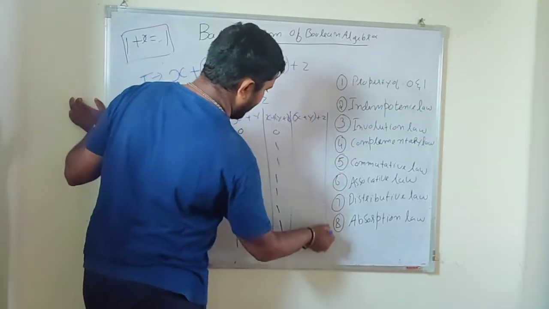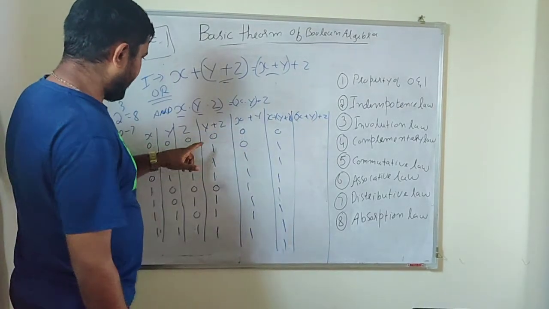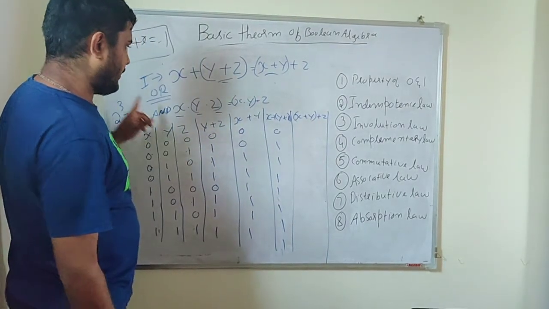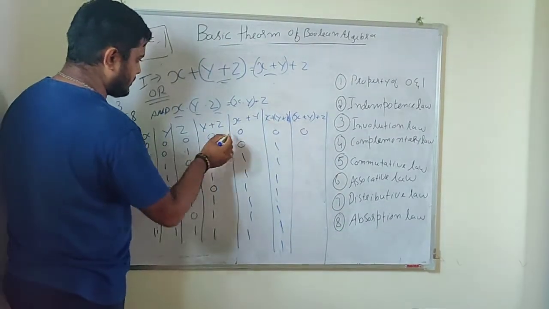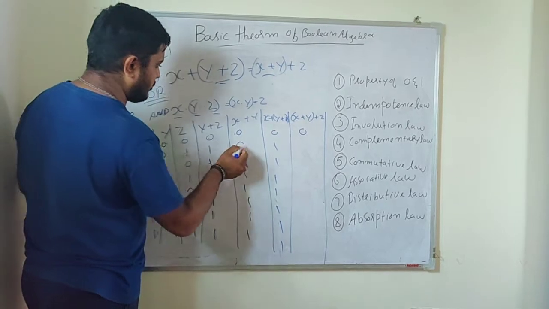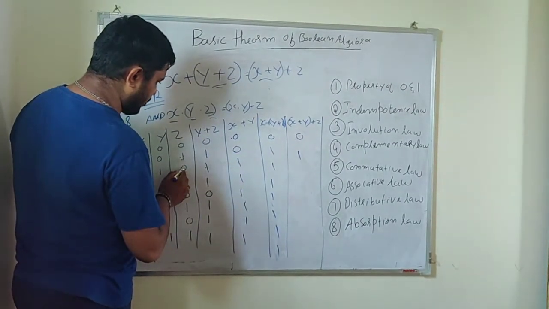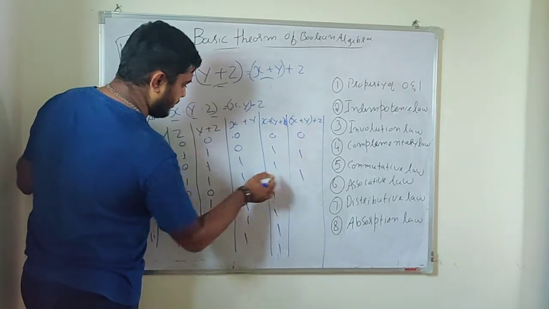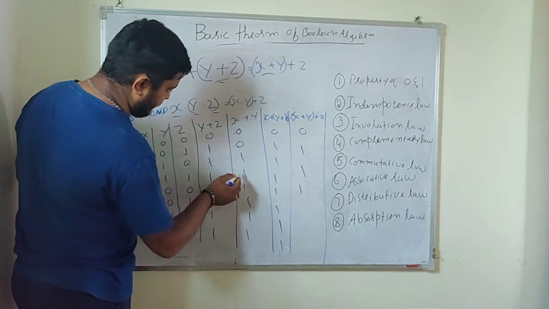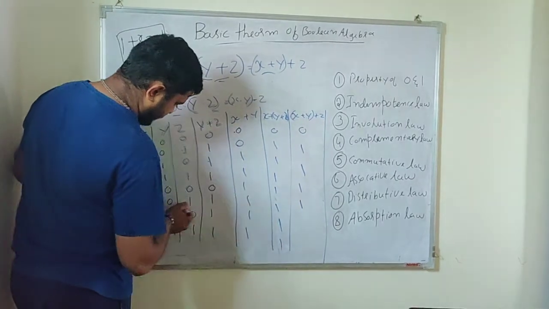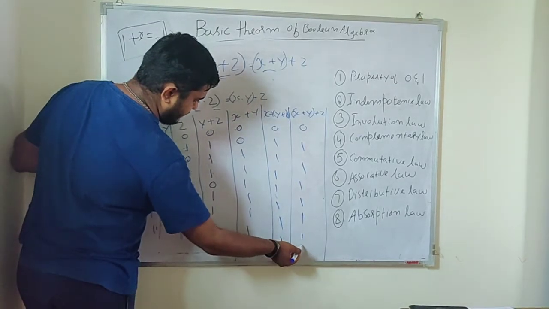So how does it look now? Now x plus y is this, and you add the z variable. So 0 plus 0 is 0, 1 plus 0 is 1, 1 plus 0 is 1, 0 plus 1 is 1, 1 plus 1 is 1, 1 plus 1 is 1, 0 plus 1 is 1, 1 plus 1 is 1 and 1 plus 1 is 1.